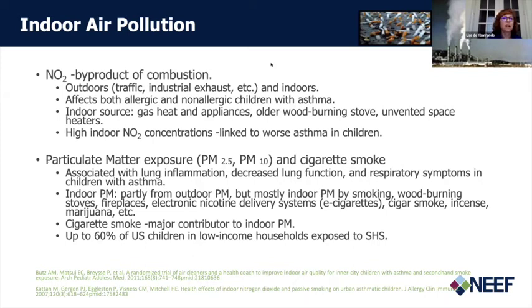Nitrogen dioxide comes from both outdoor exposures as well as indoor exposures. So it affects both allergic and non-allergic children with asthma. Indoor sources include gas heating appliances, older wood-burning stoves, and unvented space heaters. You all probably see more of that where you live compared to where I live, where it's hot virtually all year round. However, we do have a lot of kids that have gas heating appliances. High indoor nitrogen dioxide concentrations are linked to worse asthma status in children.